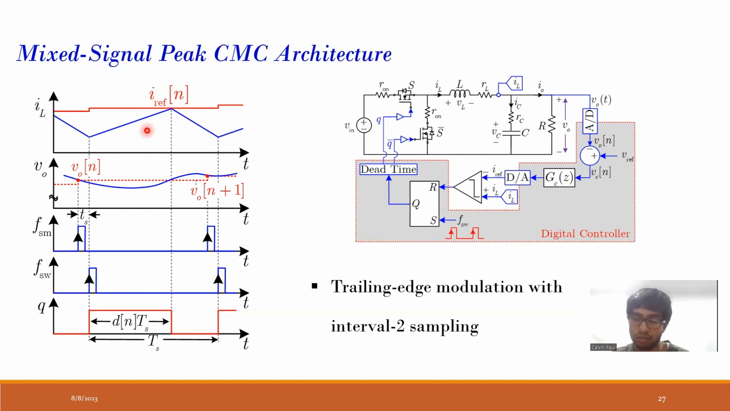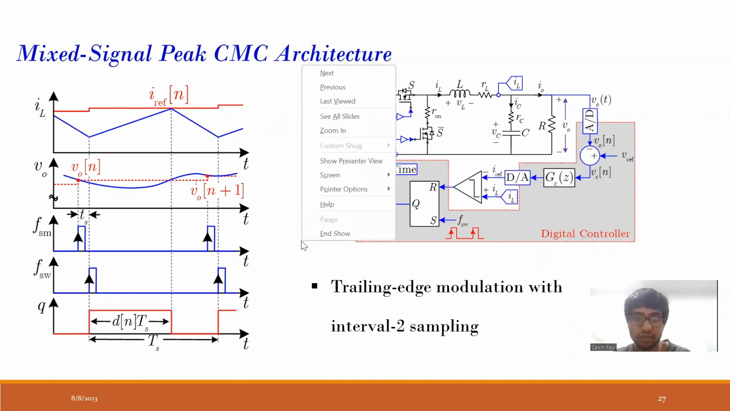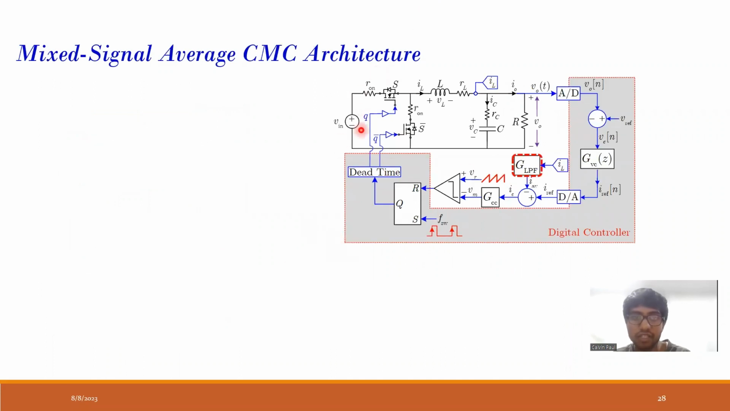So this would work well if this ripple was less, but when the ripple is more, then we are not effectively controlling the average value. So in such a case we use average current control. So what we do is, in this digital domain, the output voltage is sampled, and we are generating this controller and a reference current is generated. But for the inductor current, we have another inner loop, the inner loop and the inner controller also.